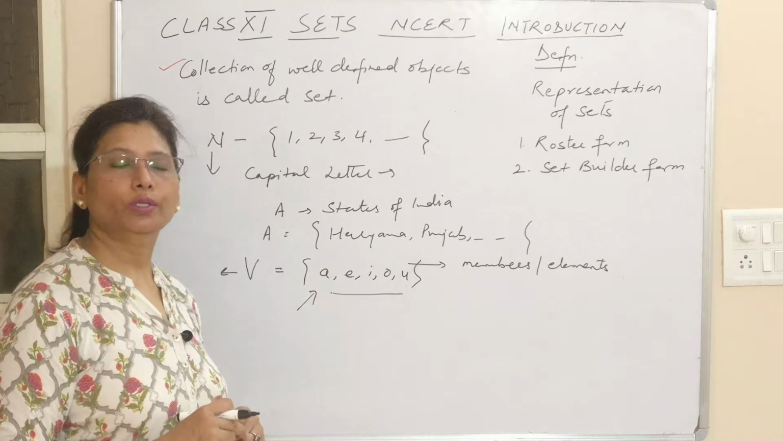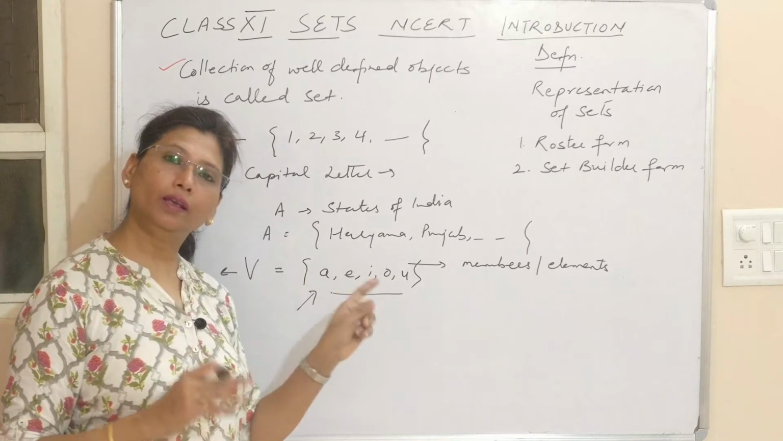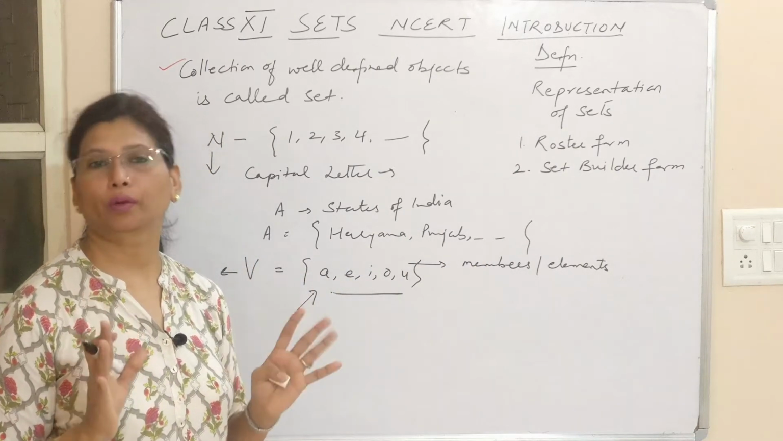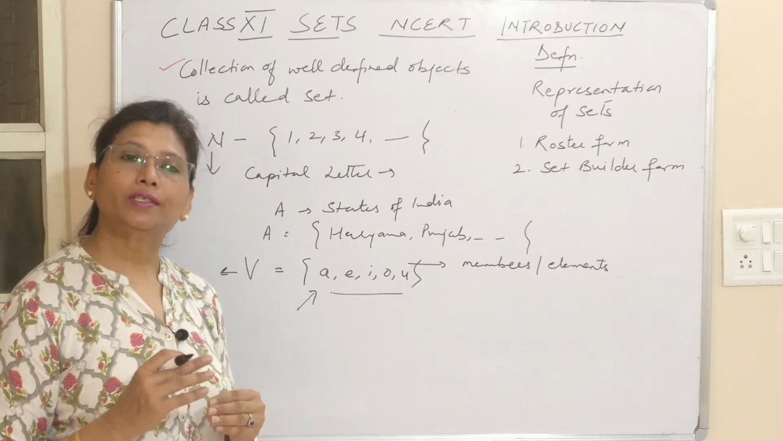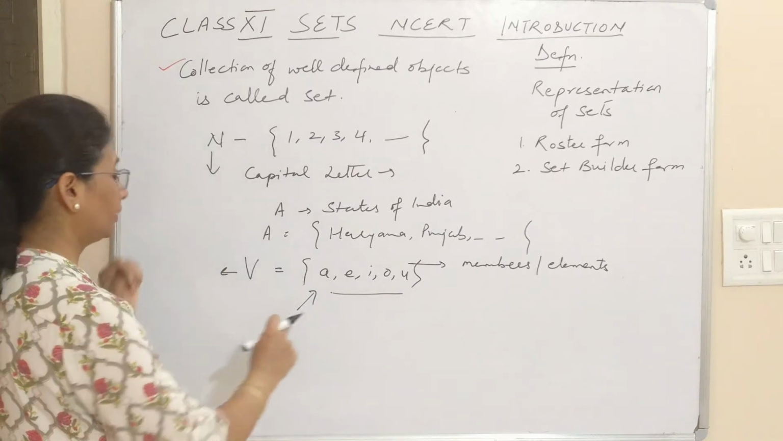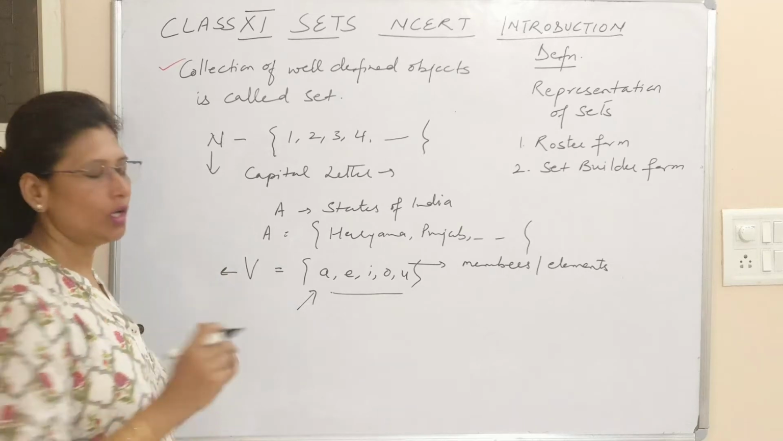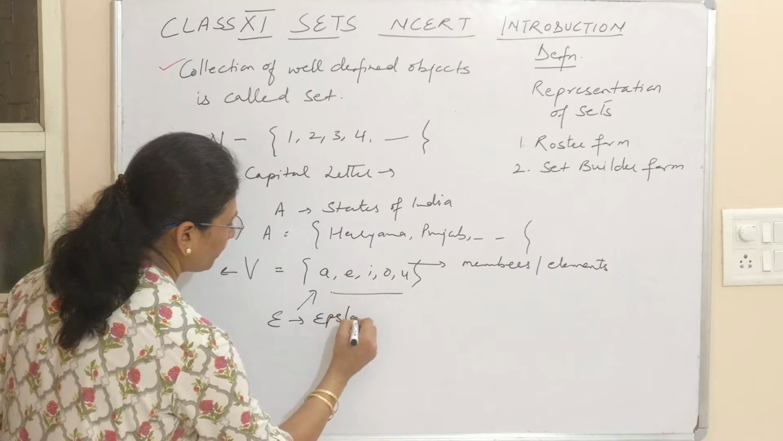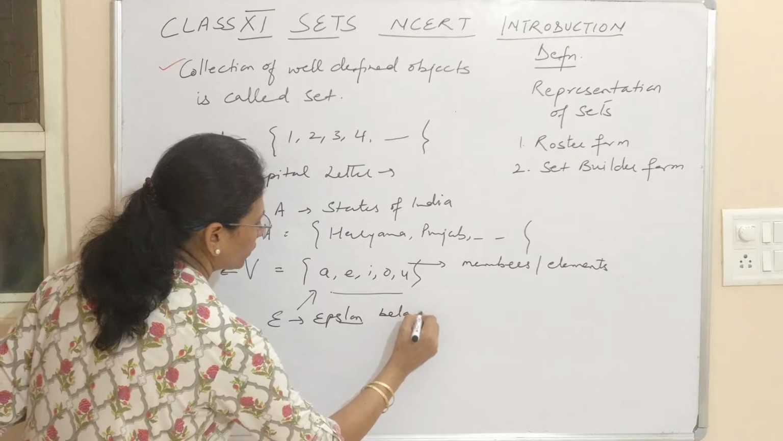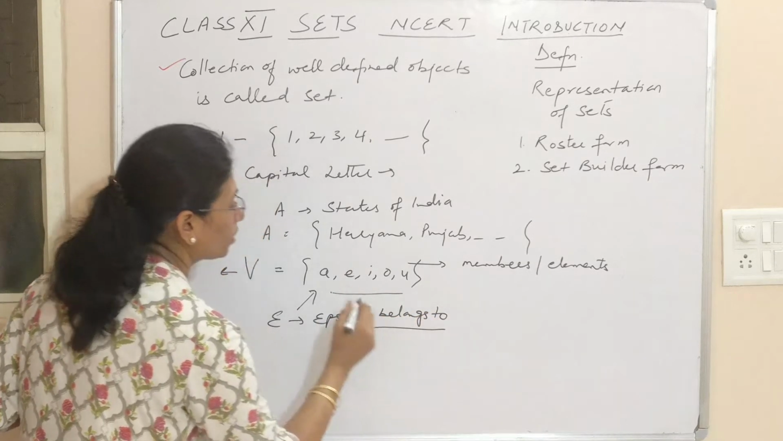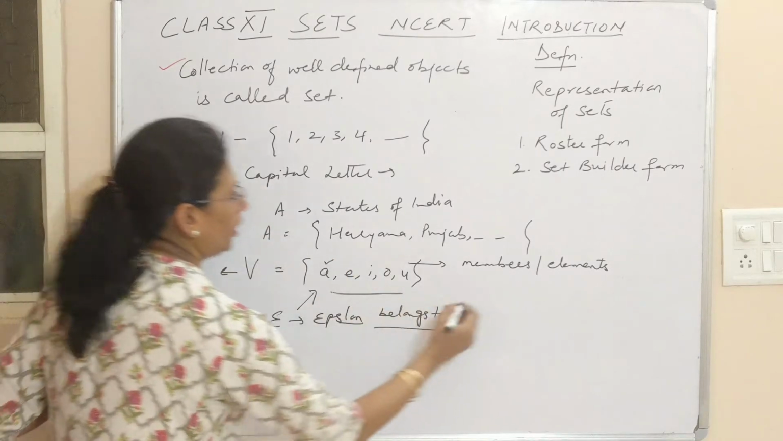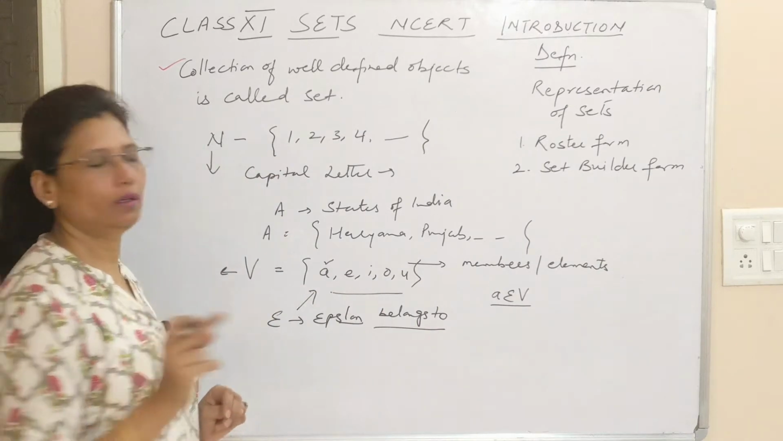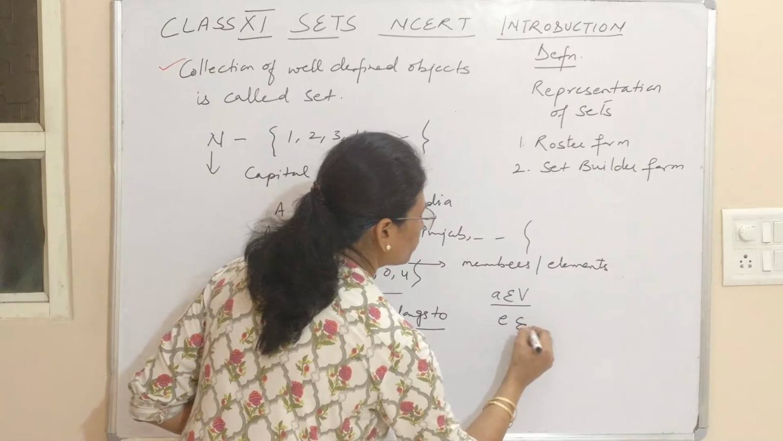Next, each element in the set, the members of that particular set, are called elements. The vowels belong to this set. We have a symbol, a Greek symbol, epsilon, which means belongs to. Belongs to what? If I write a belongs to V, a is a member of set V. Here e belongs to V.